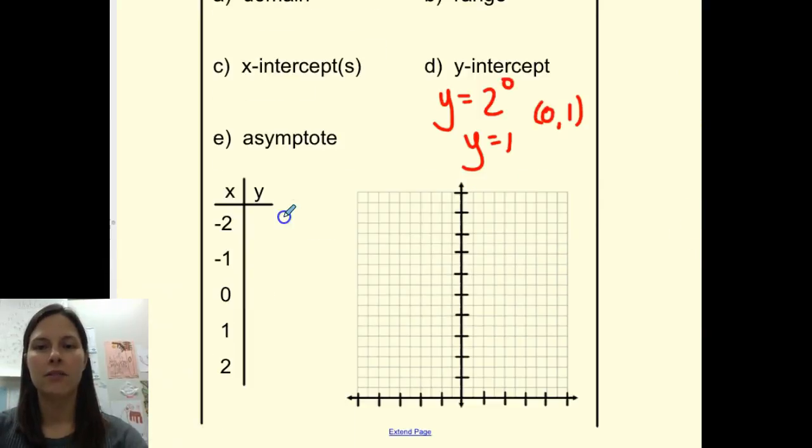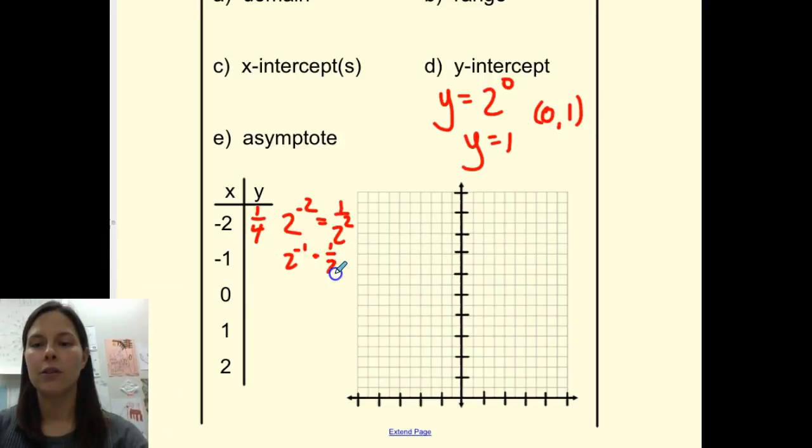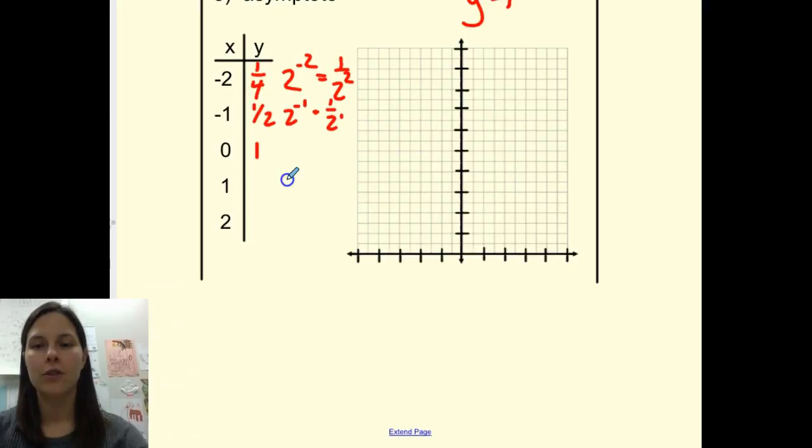So let's find some other values. Raising 2 to the negative 2 power. Remember, a negative power means flip it and make the power positive. So we have 1 over 2 to the positive 2, which is 1/4. 2 to the negative 1 would be 1 over 2 to the first power, or 1/2. We already saw that 2 to the 0 power is 1. Of course, 2 to the first power is 2, and 2 squared is 4.